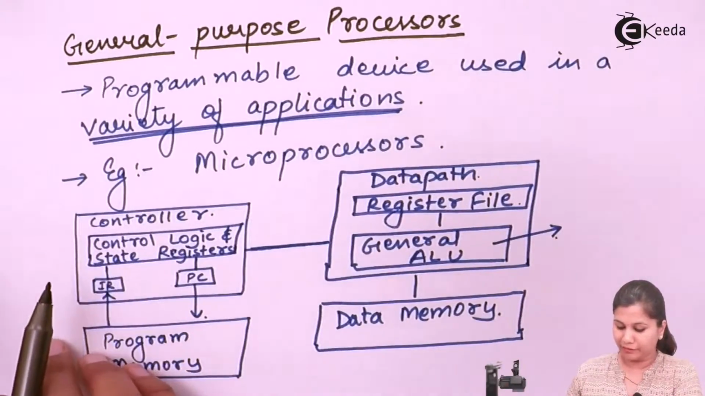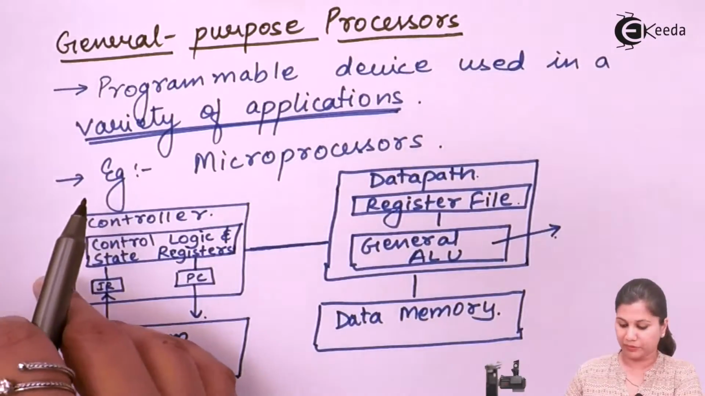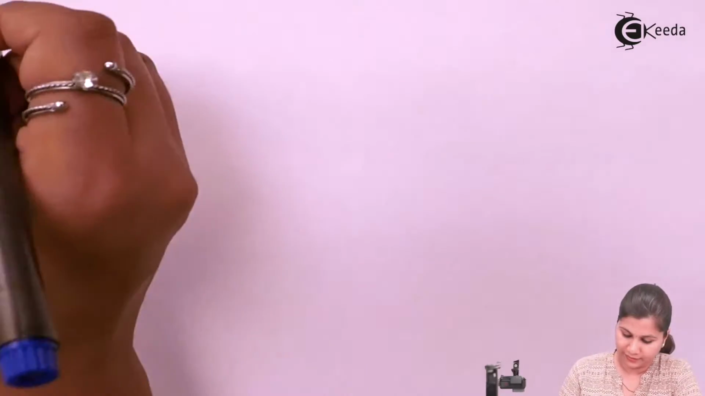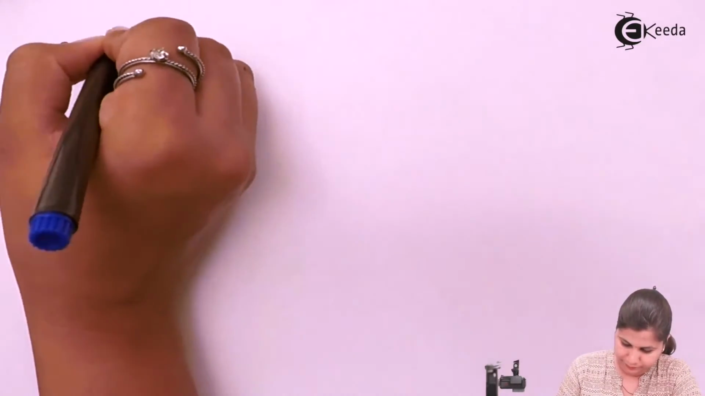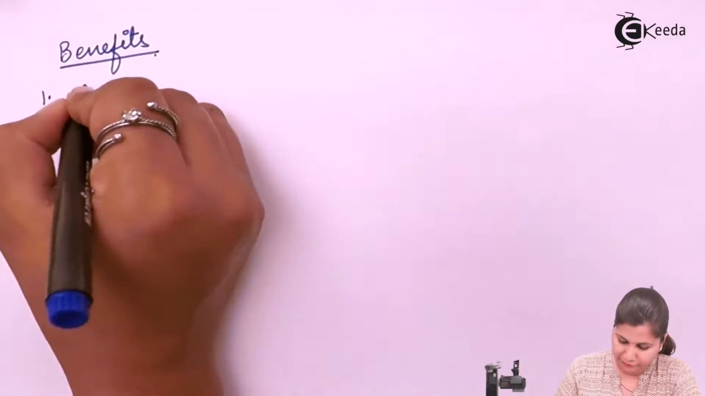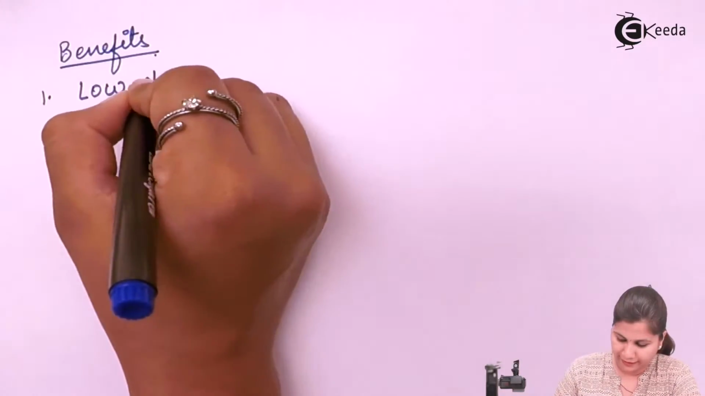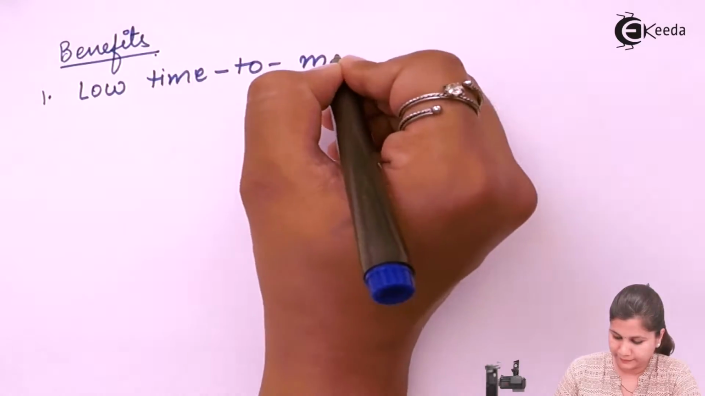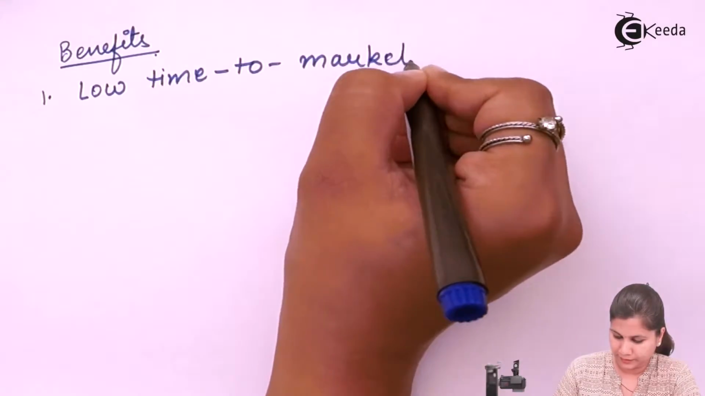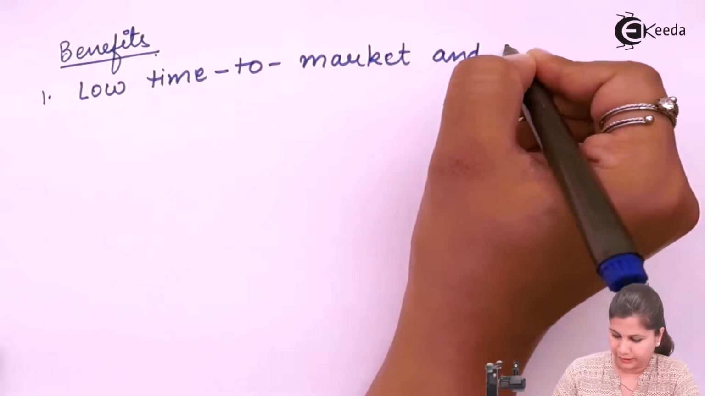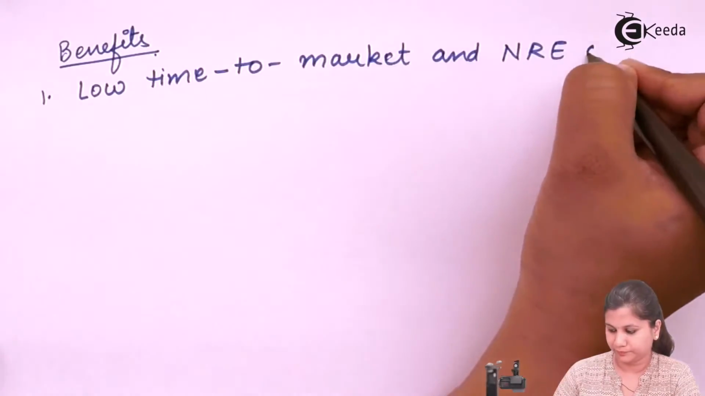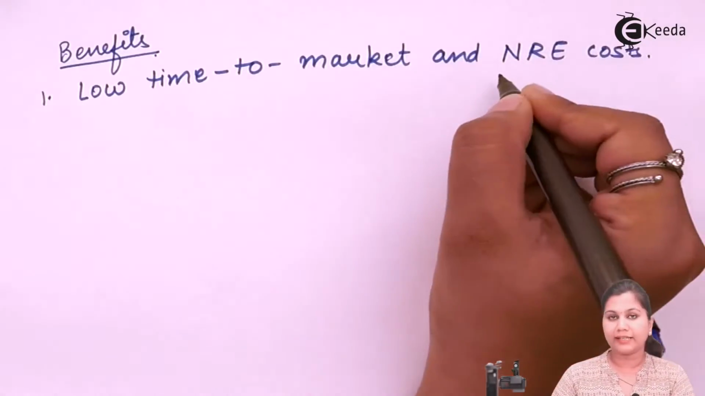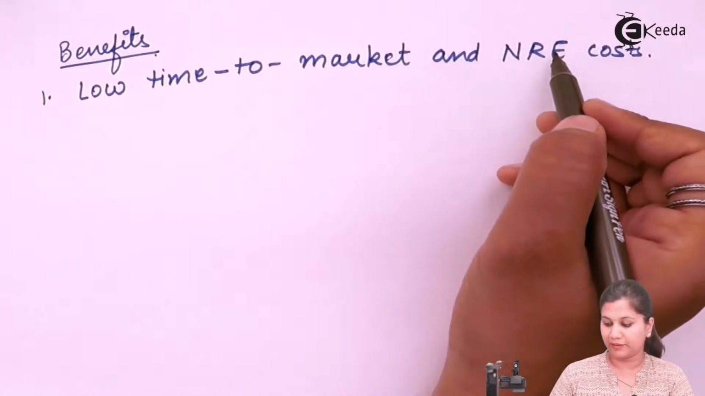Now, what are the benefits, or we can say advantages, of these general purpose processors? So the first benefit is that they have low time to market and low NRE cost. NRE is the non-recurring expenditure.